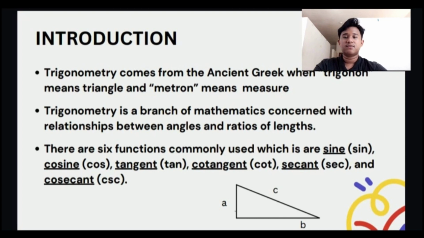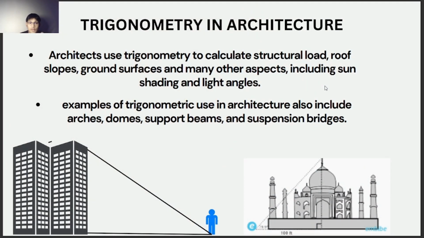There are 6 functions commonly used in trigonometry: sine, cosine, tangent, cotangent, secant, and the last one is cosecant. I will tell you guys about trigonometry and architecture, what is important about it, and question 1. And our handsome guy Nakib Haikal will explain how to solve question 2 and question 3. And for the last question and conclusion, our leader Nasrul will explain it to you.